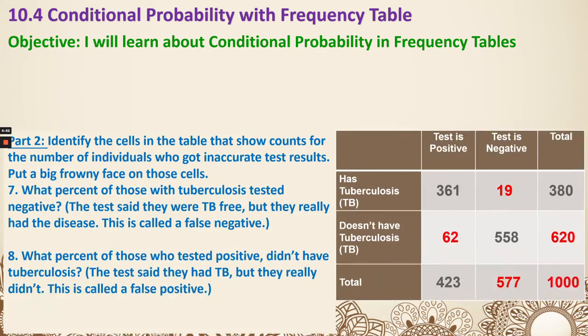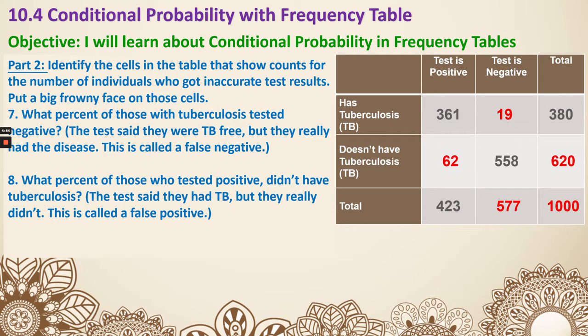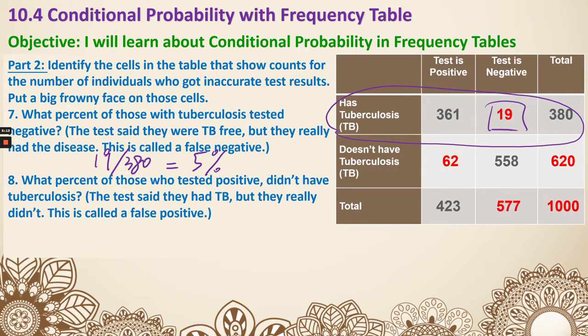Next part. Number 7, what percent of those with TB tested negative? The test says they are free, but they actually have it. So that's a false negative. What percent of those with it? So this time, with it, actually test negative is 19 out of 380, which is 5%.